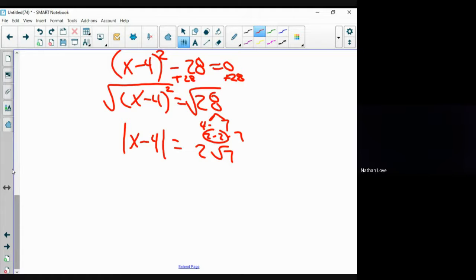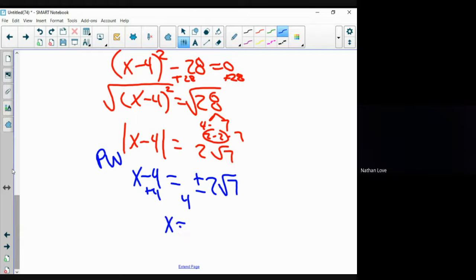Now what? Piecewise, correct, which turns into plus or minus. Add the 4. So x is equal to 4 plus or minus 2 square root 7. Now, if I need them as intercepts, put an OP on it.